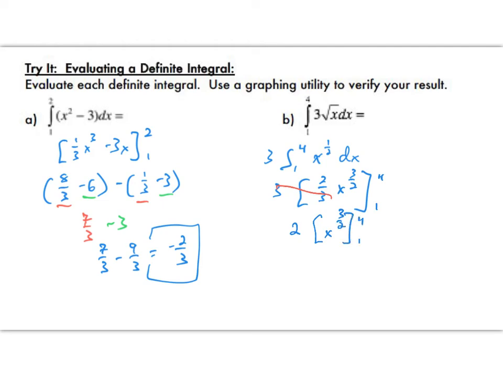All right, well, let's go ahead and do this really quick and see what we end up with. 4 raised to the 3/2 power is going to wind up being 8. And 1 raised to the 3/2 power, gosh, I hope that's 1. So figuring that out quickly, 8 minus 1 being 7, that's going to evaluate to 14. All right, last example coming up.